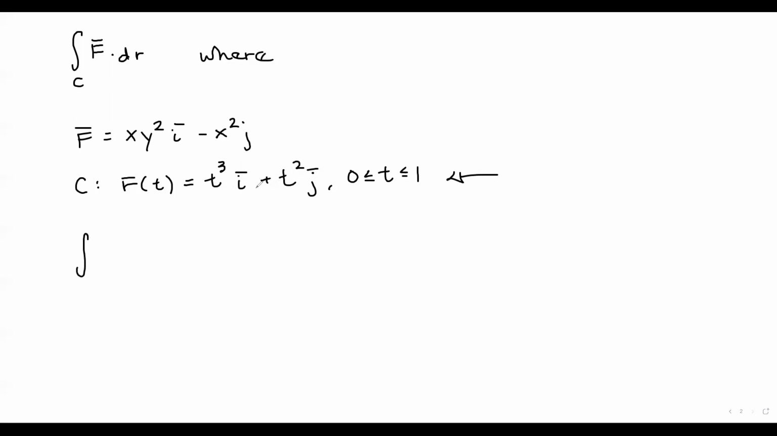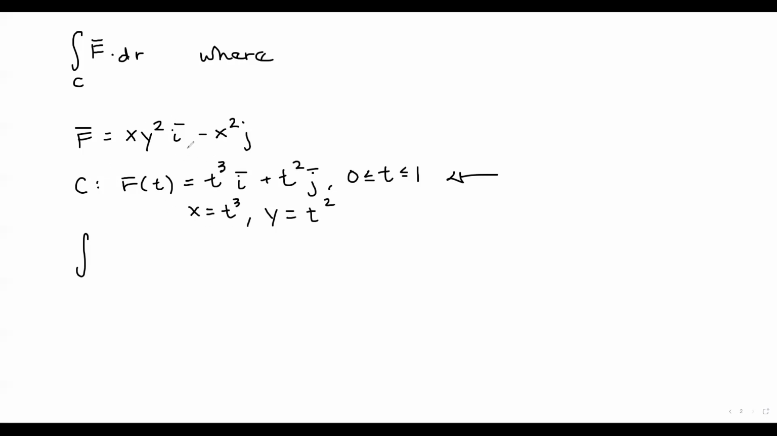First, you can take the vector function and translate it into parametric equations by taking x and setting it equal to the part next to the i component. That's the x part of the vector function. Then set y equal to the stuff next to the j. That's the y component. So we know that x equals t cubed and y equals t squared.